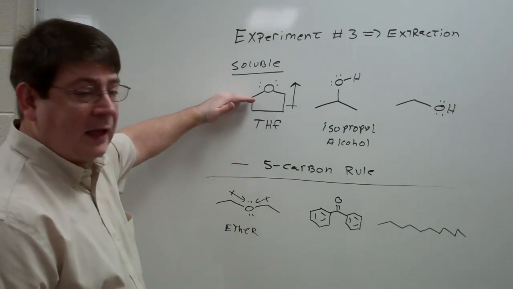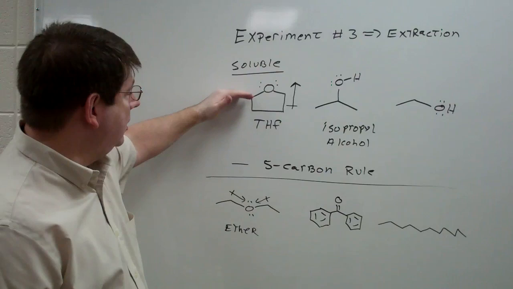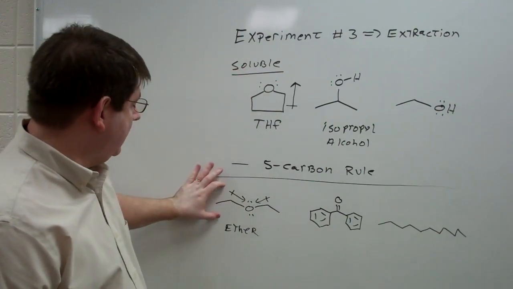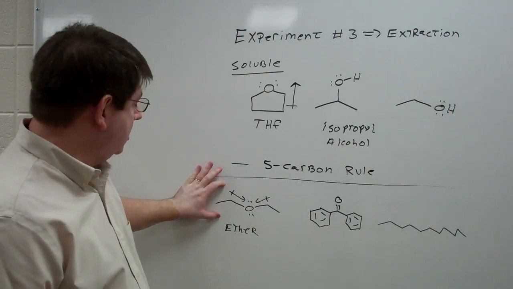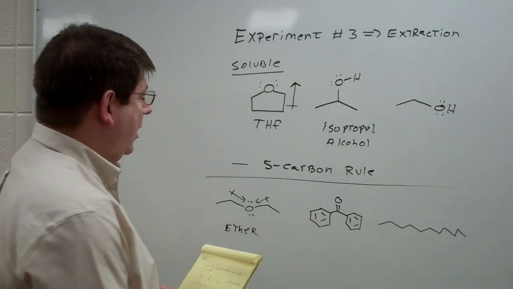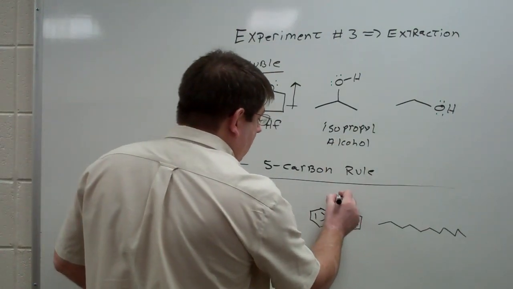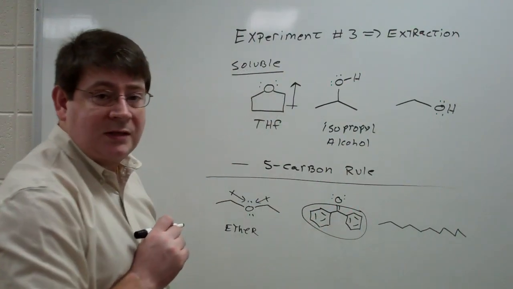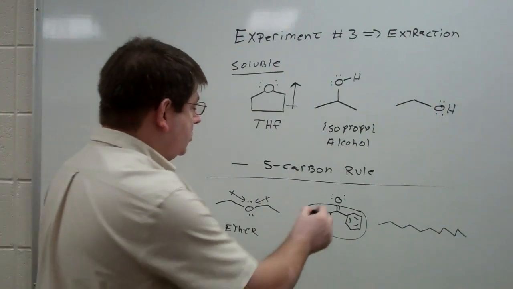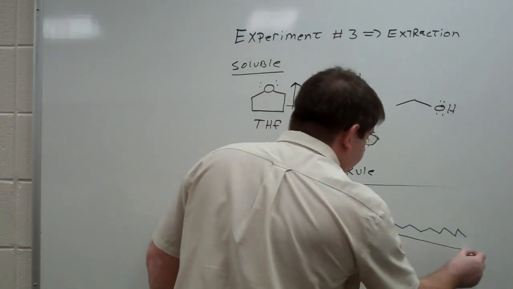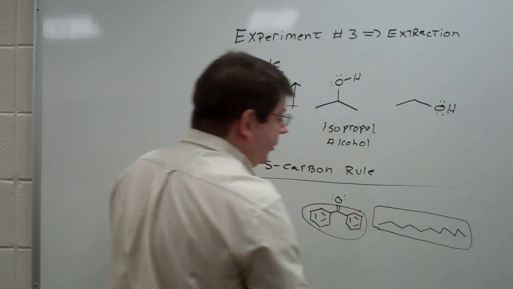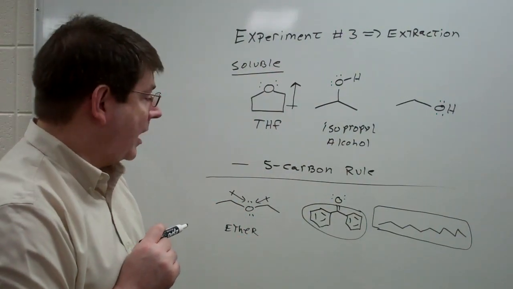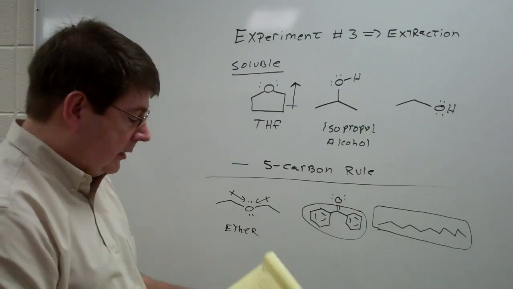And since water is a very polar solvent, the polar molecule THF will dissolve in water, whereas the so-called non-polar solvent ether will not. Of course, benzophenone has an oxygen atom which can form hydrogen bonds, but it has 13 carbons, and so it does not satisfy the 5-carbon rule for this one group. And our straight-chain hydrocarbon has no group that can form hydrogen bonds with water, and so it's completely immiscible.